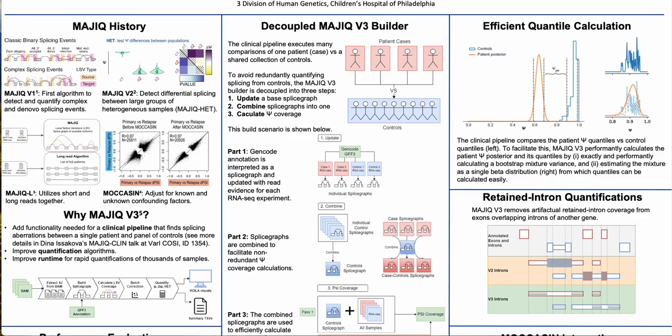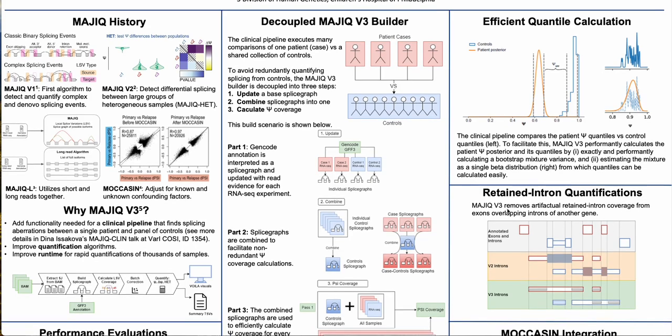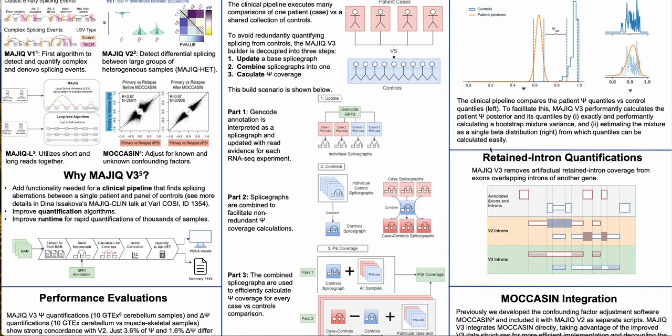Another MAJIQ V3 improvement is in retained intron quantifications. In addition to spliced junctions between exons, MAJIQ has always included retained introns as splicing variations of interest. MAJIQ V3 improves the accuracy of retained intron quantifications with an algorithmic update that avoids counting read coverage from an exon towards introns of an overlapping gene. We note from our performance evaluations that this was rarely an issue, but still something we wanted to improve.